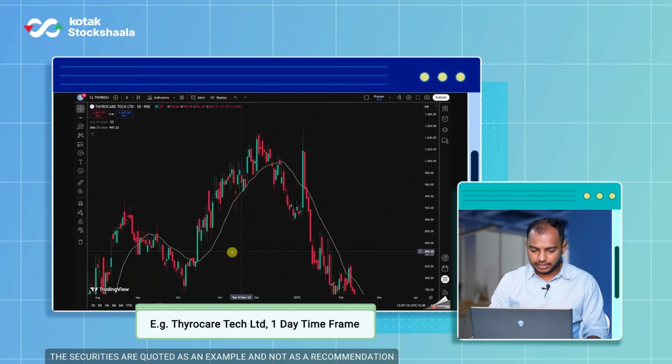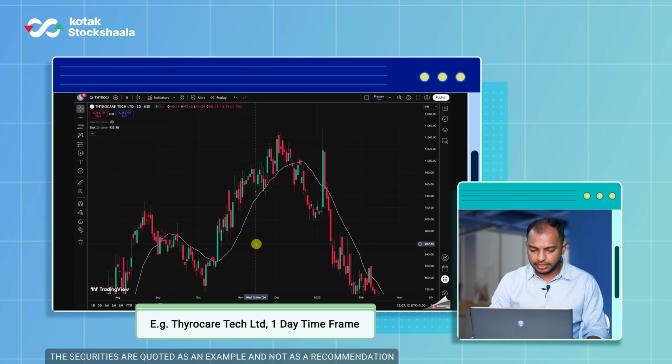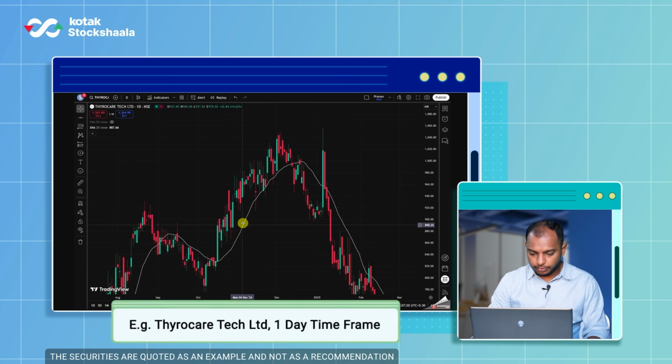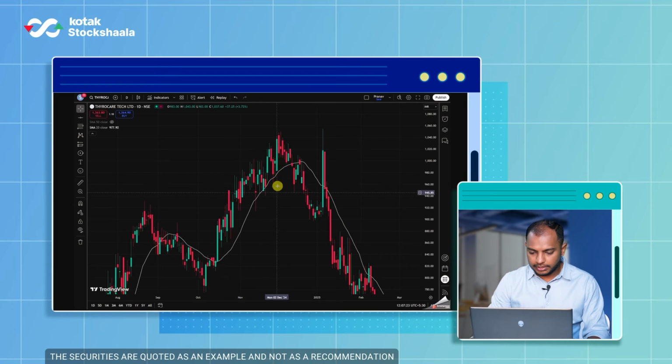Here I have taken the example of Thyrocare on a 1-day time frame, and I have taken the 20 moving average as an example. You can see as the market goes up, the moving average is also moving higher and higher, and you can see it tends to take support at this moving average level. But once the market has broken down from this specific 20 moving average level, it started to act like a resistance, and you can see the continuous resistance of this price and the price falling below it.